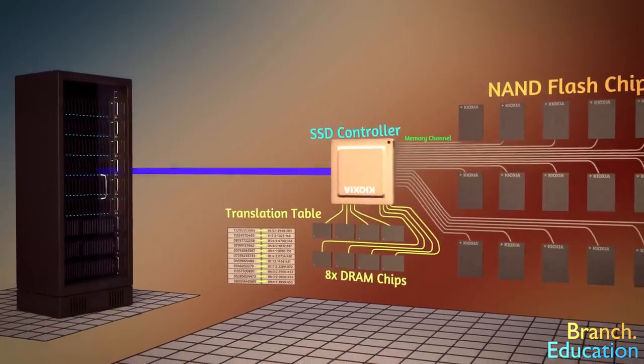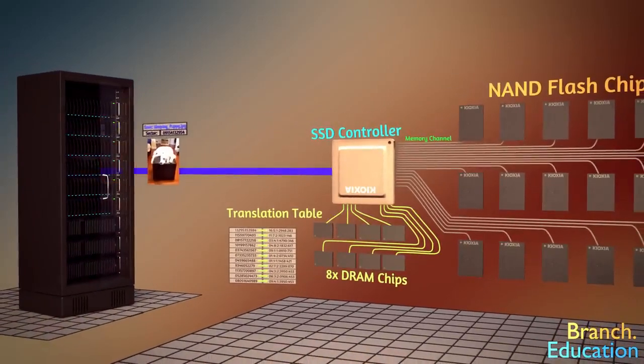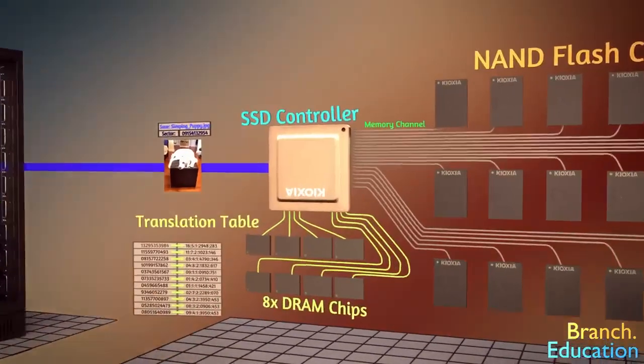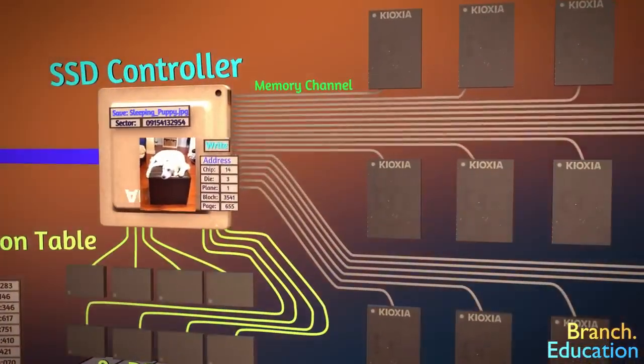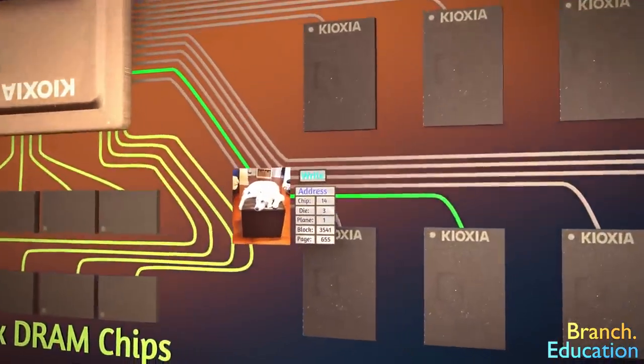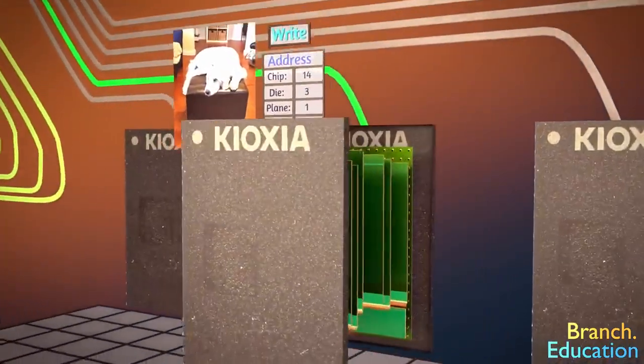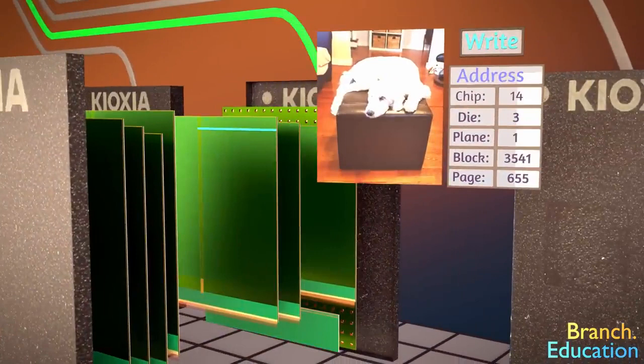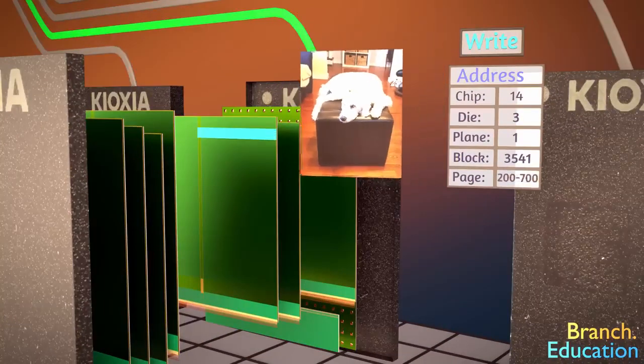Or the reverse could happen, wherein the computer asks to store data. The SSD controller would then ask the NAND flash chip to write the information to a particular page, or if the file were larger, the controller would write this file to hundreds of pages instead of just a single page.